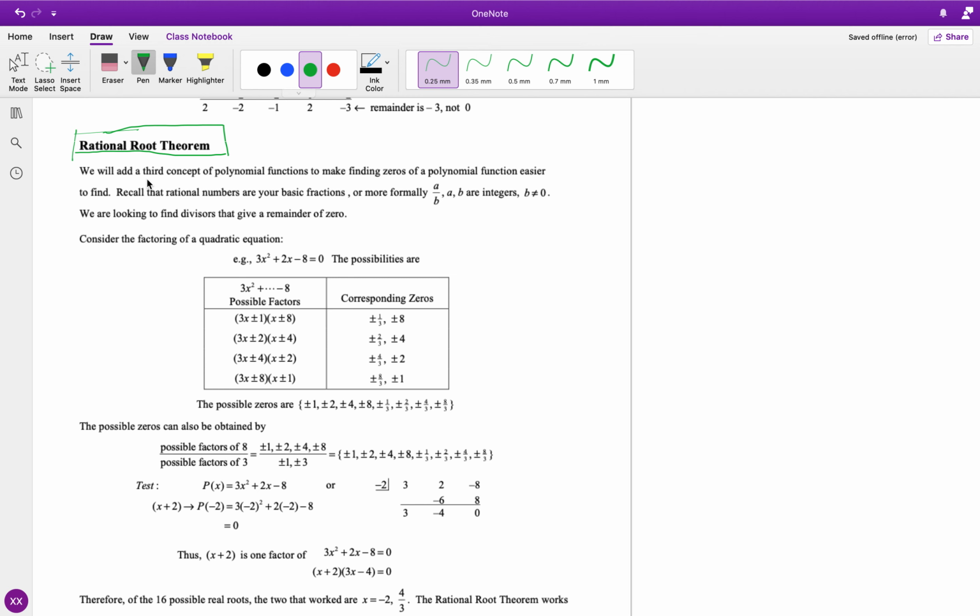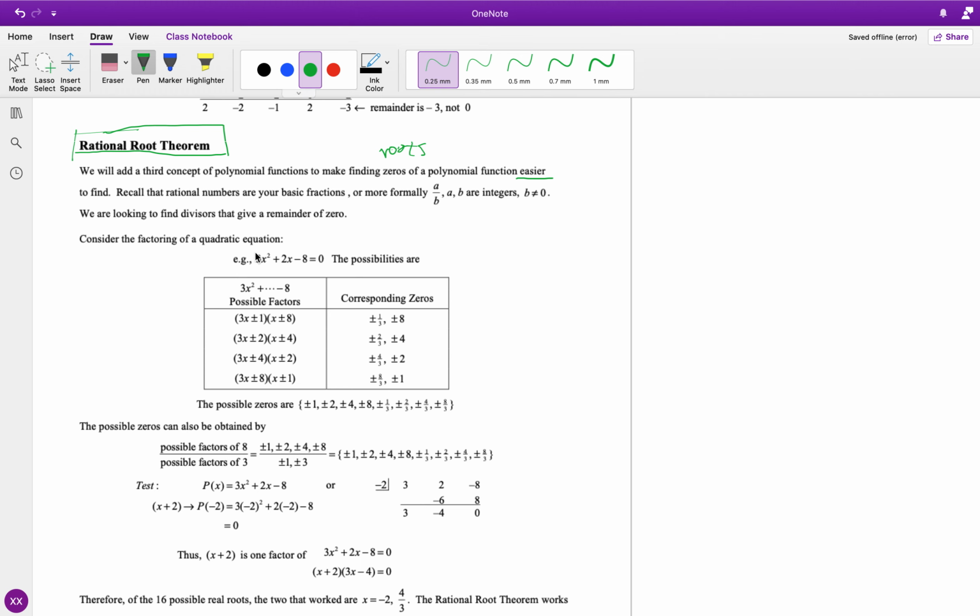So here we add a third concept, after the other two theorems, to make finding zeros or roots of a polynomial function easier. In other words, it is not that easy to find solutions or roots of polynomial functions. As a matter of fact, it's just tedious. Later on you can see what I mean.